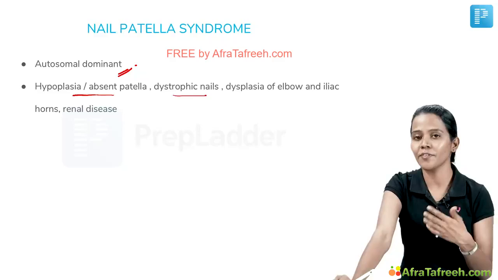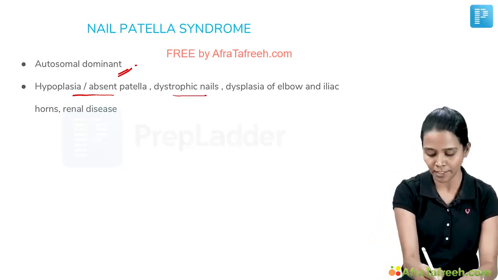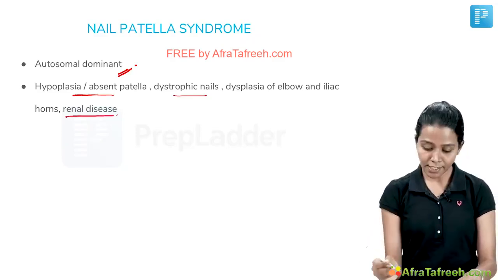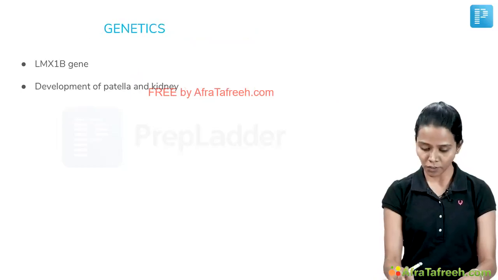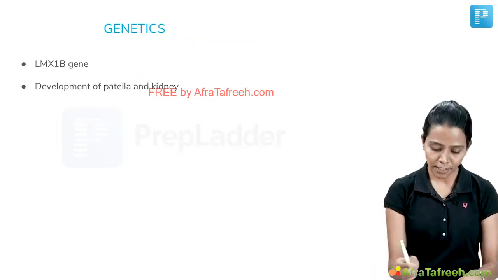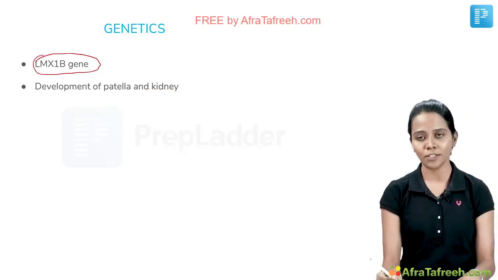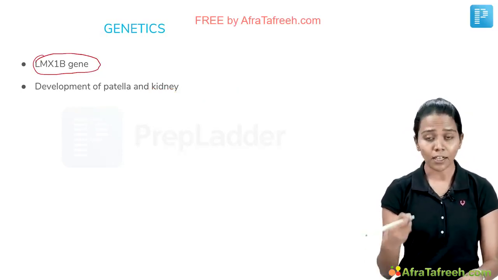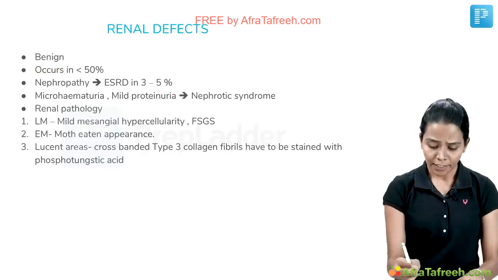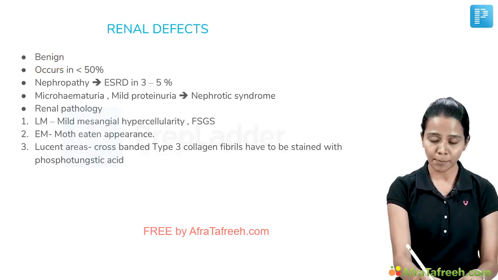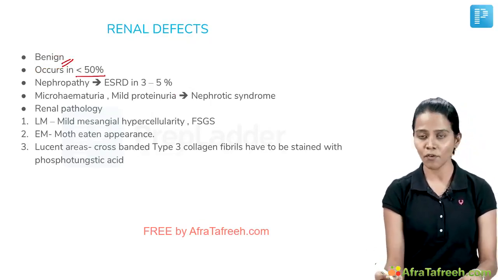Along with that, of course, since I am discussing this in nephrology, that means kidney problem also will be there, renal disease, and there is going to be dysplasia of the elbow and the iliac horns. Okay, now generally it is because of the involvement of a gene called LMX1B, which is involved in the development of the patella and of the kidney. Now, renal defects in this nail patella syndrome are generally benign. It occurs in less than 50% of patients.